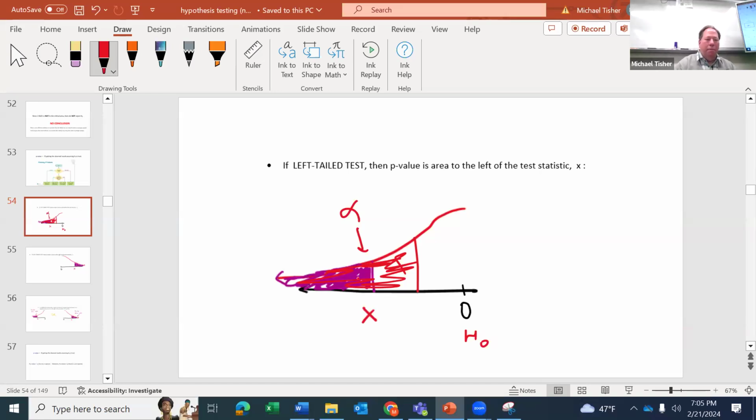So again, if the purple is less than the alpha, then I can reject the H0 because the purple has no threat on the H0. Okay. But if the purple is more than the red, then it will encroach on H0, and in that case, H0 has a chance to be true. Okay. So again, to reject H0, I need the purple, which is the p-value, to be less than the red, the alpha.